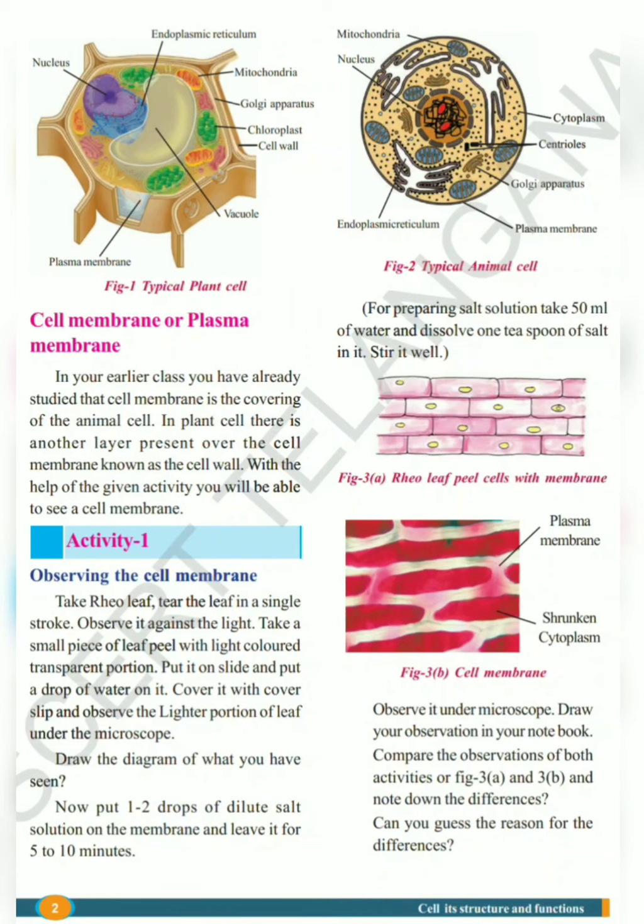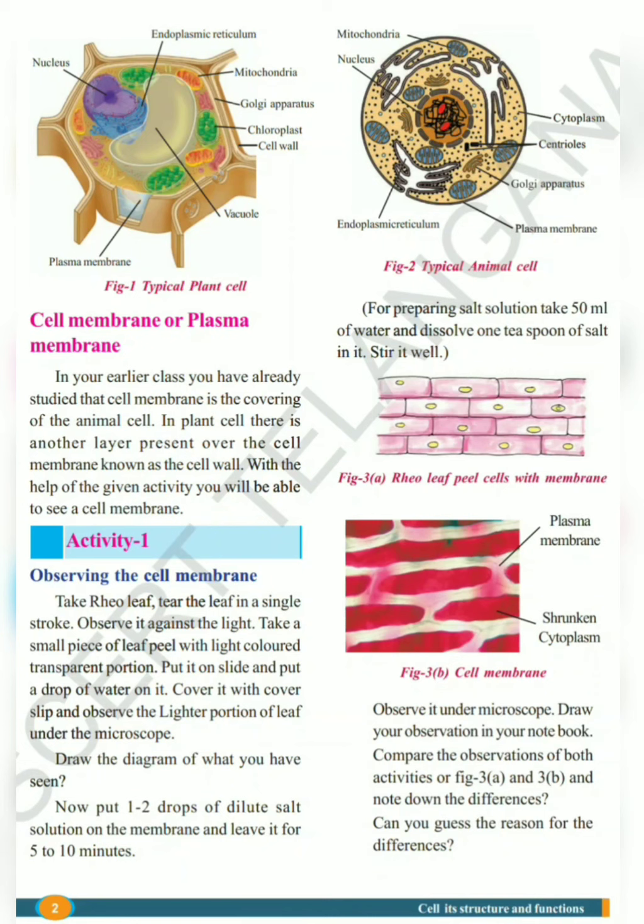So what you have to do is take this rheo leaf and tear it with a single stroke. You'll observe a thin transparent portion at the edge of the leaf. Now cut that thin transparent portion, put it on a slide and add 2 drops of water on it and observe it under the microscope. You'll notice the cells in a rheo leaf.